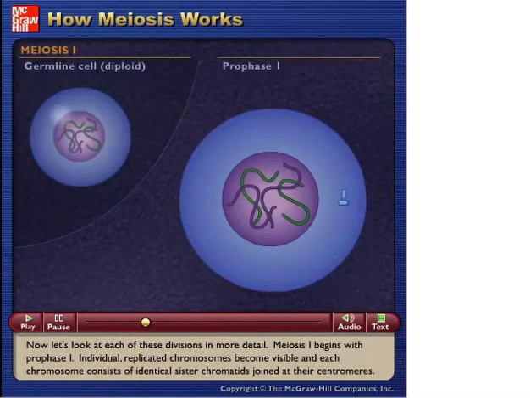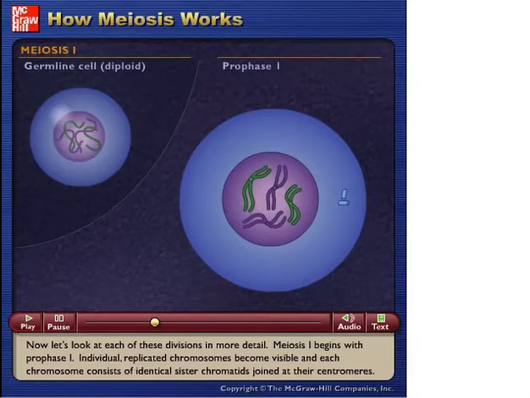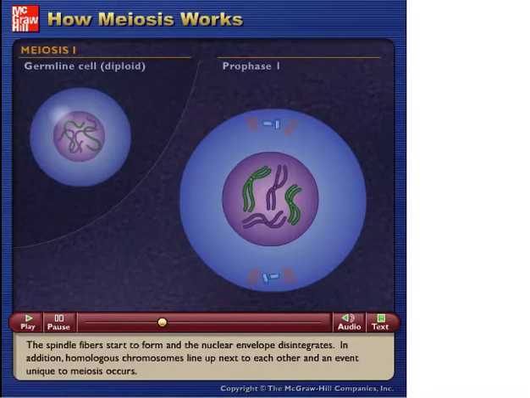Now let's look at each of these divisions in more detail. Meiosis I begins with prophase I. Individual, replicated chromosomes become visible, and each chromosome consists of identical sister chromatids joined at their centromeres. The spindle fibers start to form, and the nuclear envelope disintegrates.